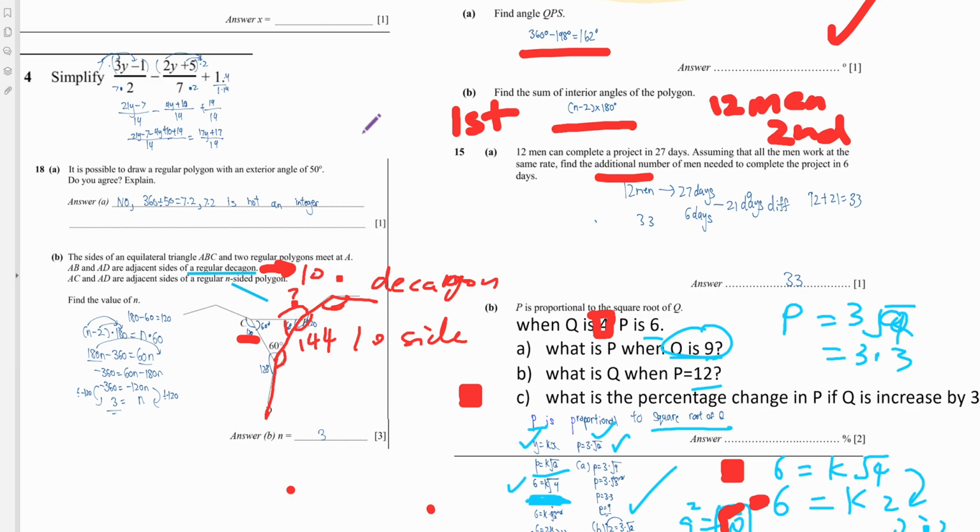7.2. 7.2 is what? 7.2 sides. Is there such a thing? No. So the number of sides must be what number? The number must be an integer. Correct. So your answer is not possible because 360 divided by 50 is 7.2, and 7.2 is not an integer or whole number. Okay? So once again, what's the formula for exterior angle?